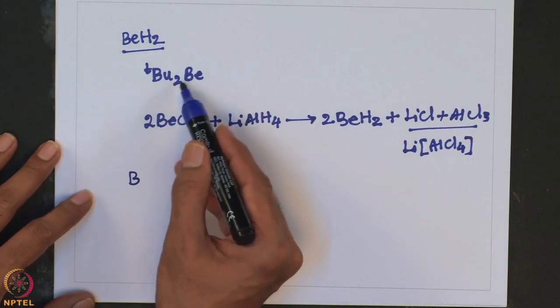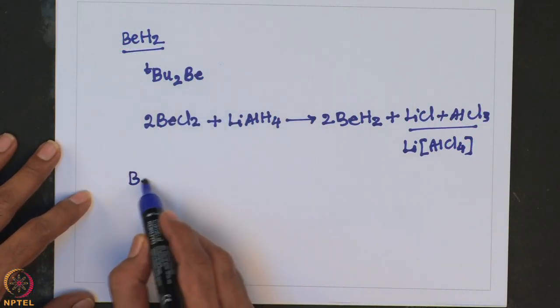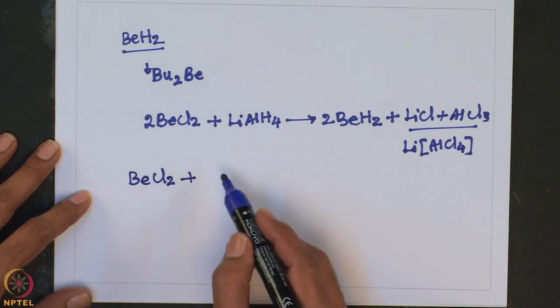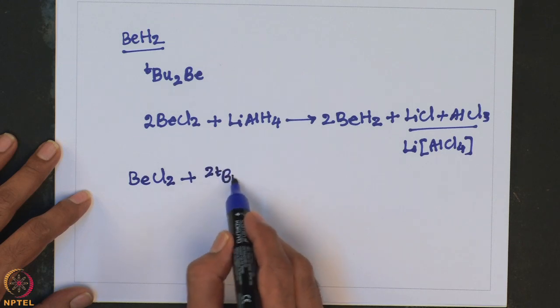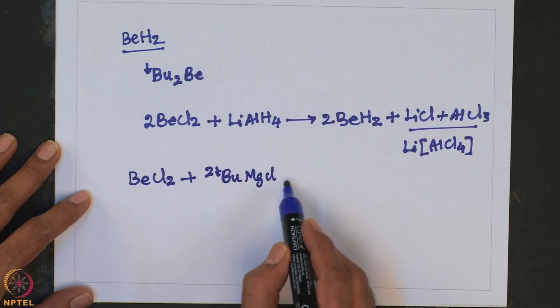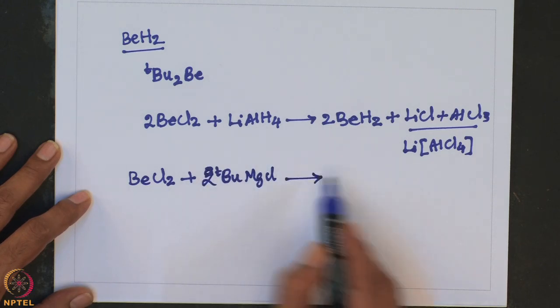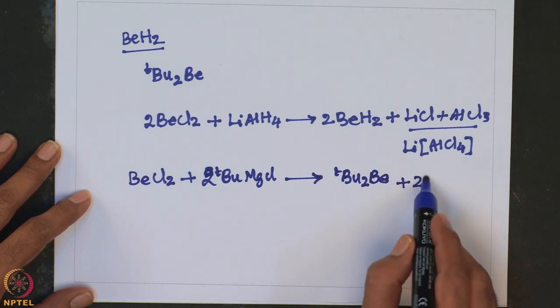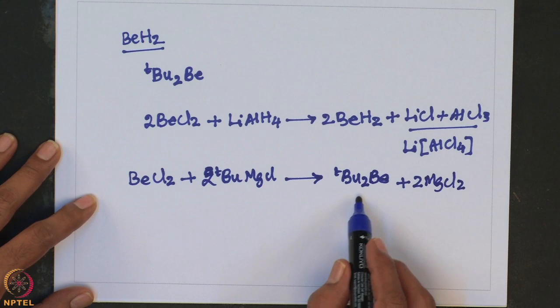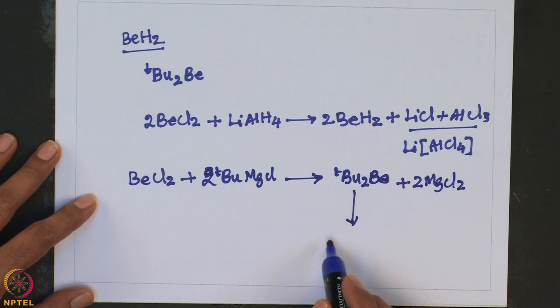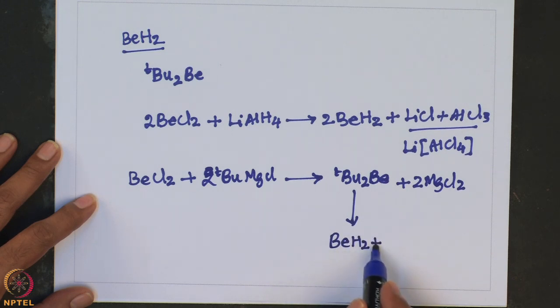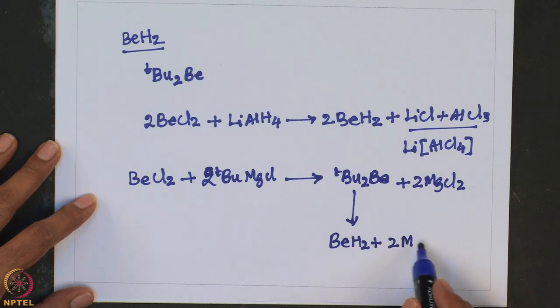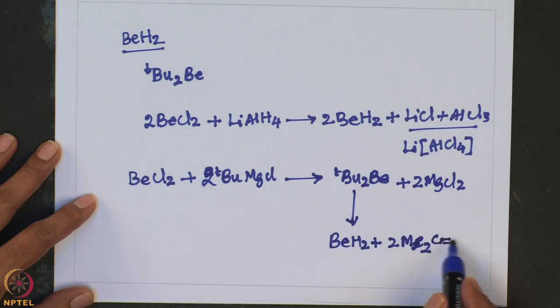So, let me show you how to prepare this ditertiobutyl beryllium. BeCl2 should be treated with the Grignard reagent. It forms ditertiobutyl beryllium plus 2 MgCl2. Okay. And this one on decomposition gives BeH2 plus isobutene.